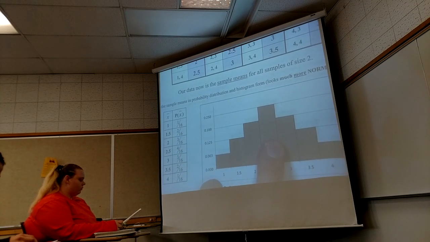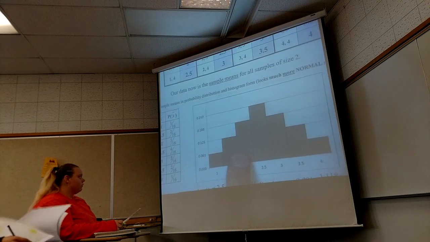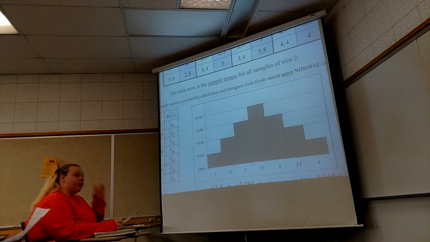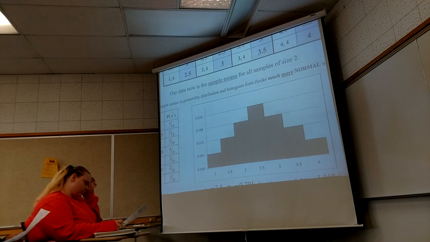Somebody with me? All right, so this is the picture that I keep drawing. That's the new picture. That's the one that shows all the groups of size 2 at a time. And it definitely looks more normal. It's not quite normal, to be honest, yet. But it looks a lot more normal than it did.